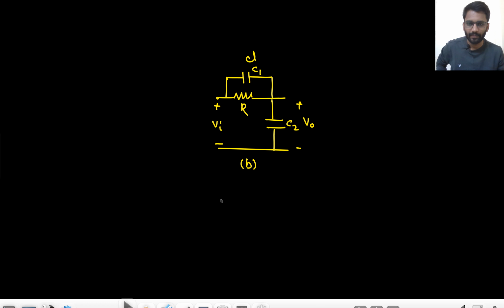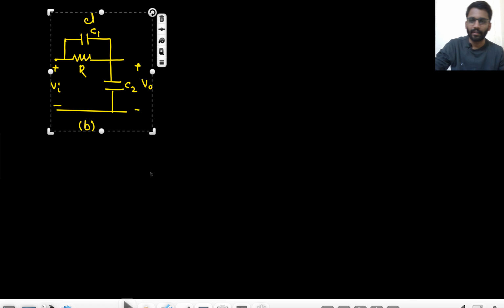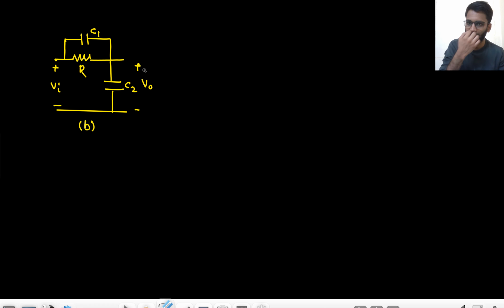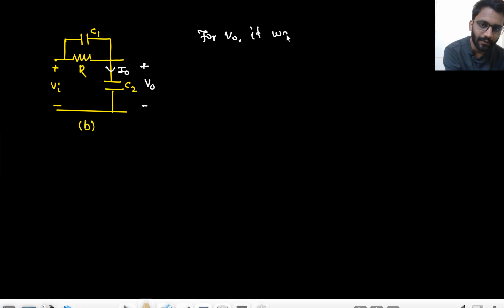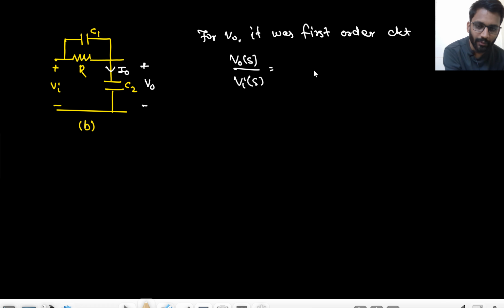It is the same, but at output you are collecting I note. Now your output is changed. This is your output, right? Now what did you understand? For voltage, for V note, it was a first order circuit. Okay, so basically your V note S by V in S would have been a first order circuit. So there would be only one pole, right?